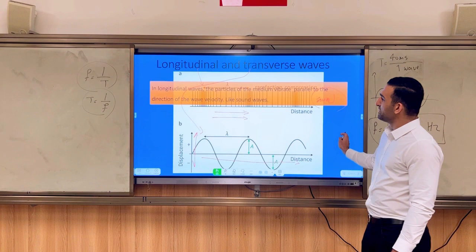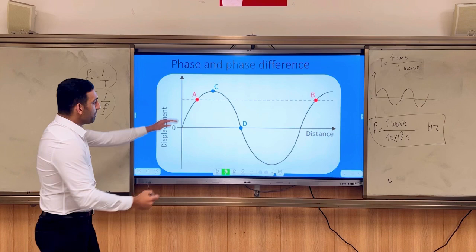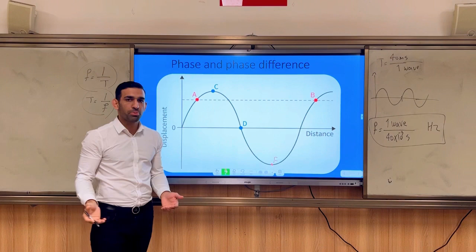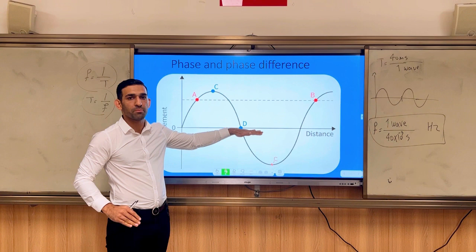Next part is very important. Phase and phase difference. Guys, imagine A, C, D, B, and I'm going to add another point F. They're particles, right? All of these particles reach the maximum points and the minimum points, and sometimes the 0 point, which is an undisturbed line. All of them have the same pattern.